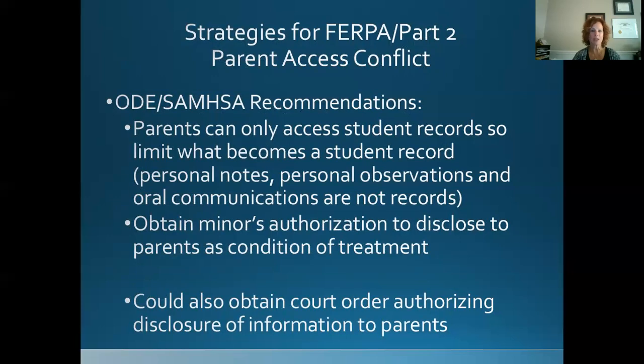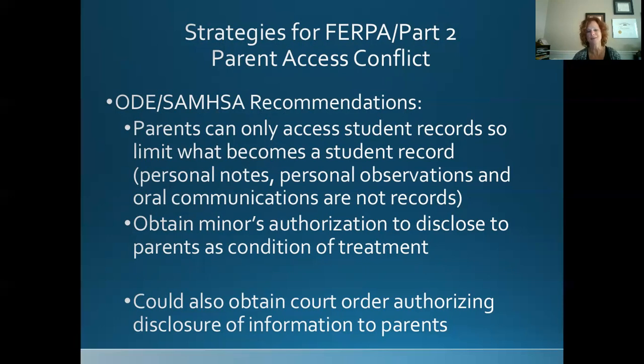And another recommendation that came from that joint letter was to attempt to obtain the minor's authorization to disclose information to their parents as a condition of them providing services. And the authorization can even be specific to state that they're only authorizing disclosures to parents who make requests under FERPA. So they're not authorizing disclosures as a matter of course to parents whenever the school or the Part 2 program wants to make that disclosure. They're authorizing disclosures when a parent specifically makes a FERPA covered request.